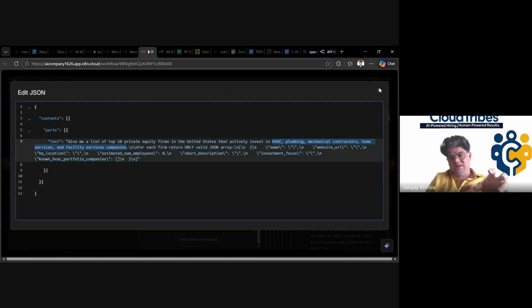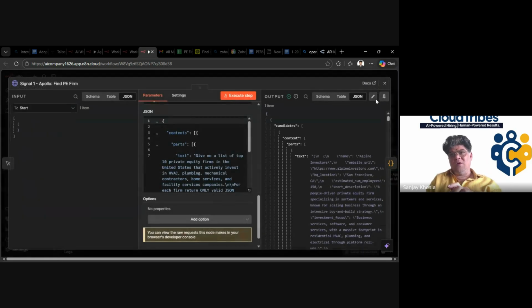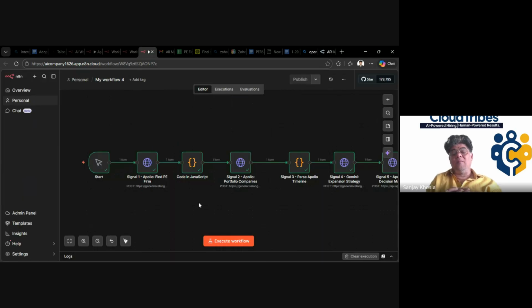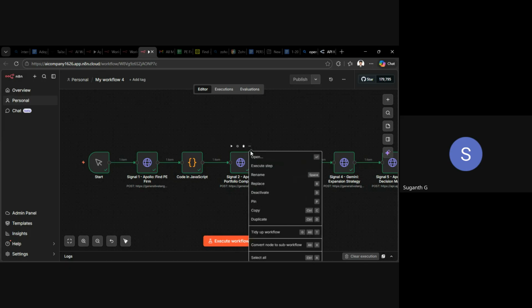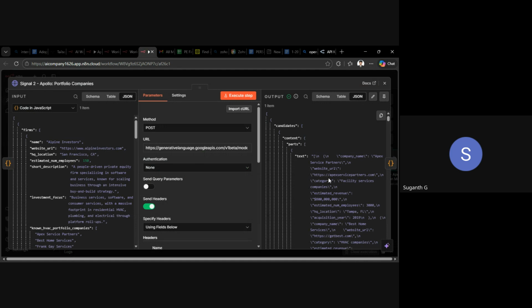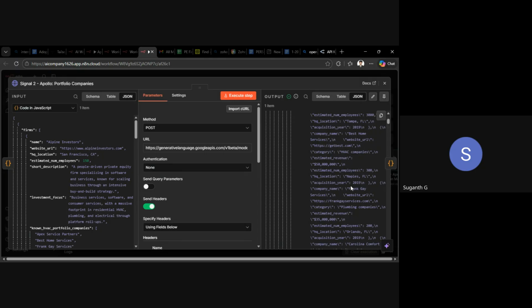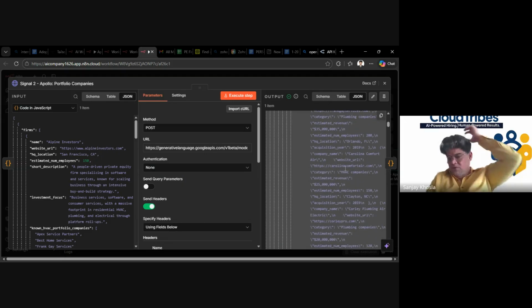So now what happens in this step? Now you're filtering it down in more detail to the home services industry. Yes. That's fantastic. What's the next step that you're doing here? We are getting the portfolio companies in the signal 2, sir. So we get the company details from the private equity firms that we have searched so far. So we're getting companies like Apex Service Partners and much more companies. Okay, wonderful. So let's go to the next step.